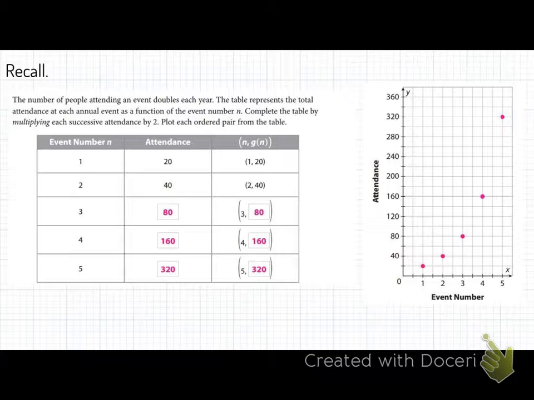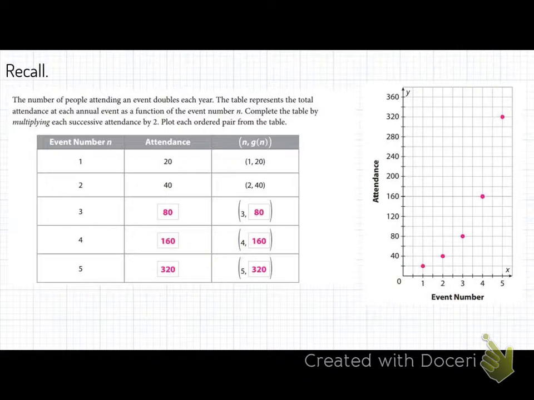So we're going to do the same thing as yesterday. Here's an example of a problem you might have on a test or in homework, but it's the concepts we've been learning. Here's a story. The problem's been worked out for you, but I want you to see the pattern, and it'll connect. The number of people attending an event doubles each year. What does double mean? What ratio is double? Times 2, right? You multiply by 2 every time. The table represents the total attendance at each annual event as a function of the event number n. Complete the table by multiplying each successive attendance by 2.